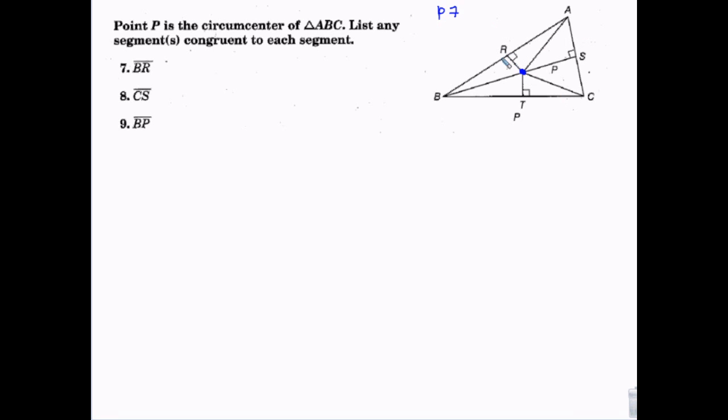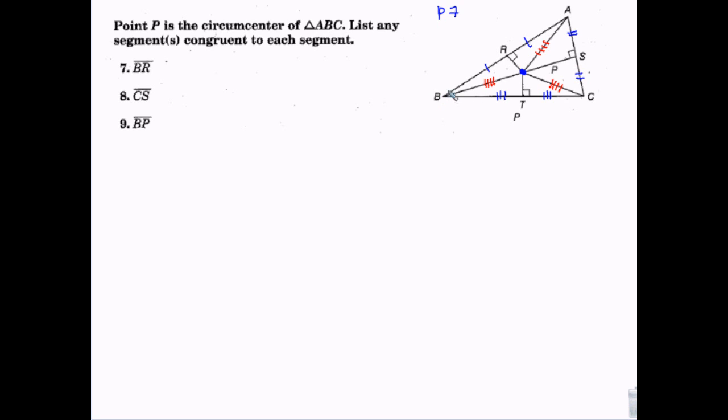Each of these lines is a perpendicular bisector, so that means this length is the same as that length. This length is the same as this length. And this length is the same as this length. Okay, because of the bisecting. Then because of the fact that this is the circumcenter, this length and this length will all be the same. So you've got two things happening here. You've got bisecting, which gives you equal halves of each side. And then you have that circumcenter, which gives you the equal distance to the points.